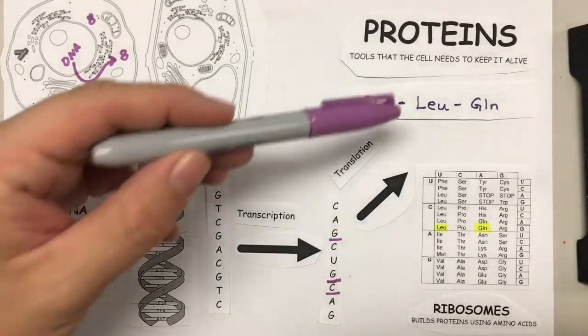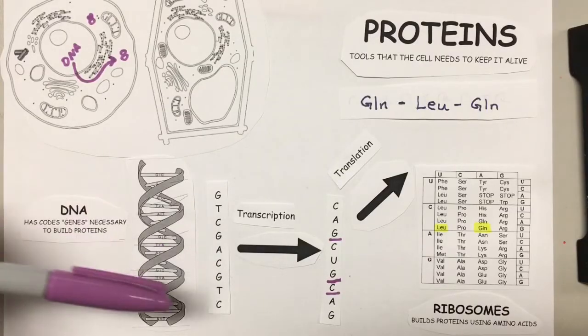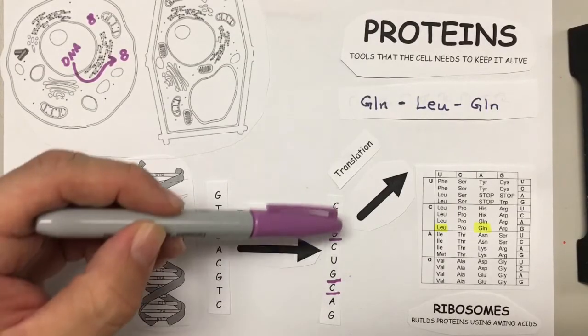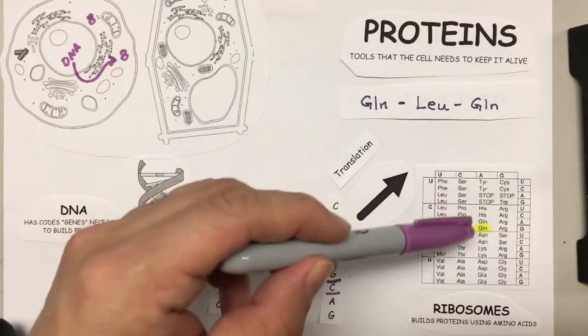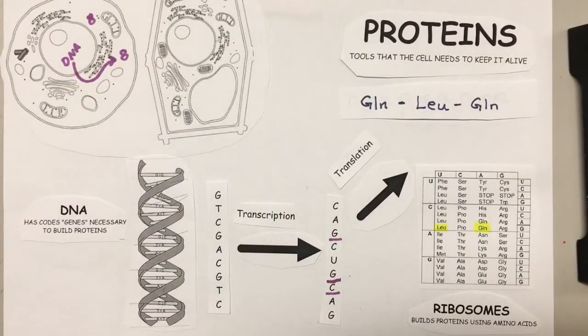Remember, this would be one gene. A different gene would have different codes. Therefore, the ribosome would read it differently and connect different amino acids. But it's that simple. Cells have DNA.